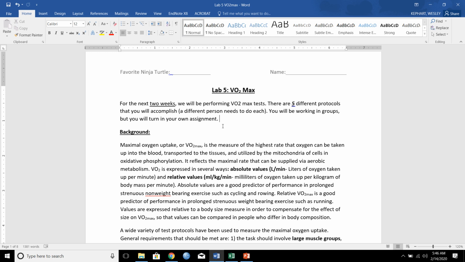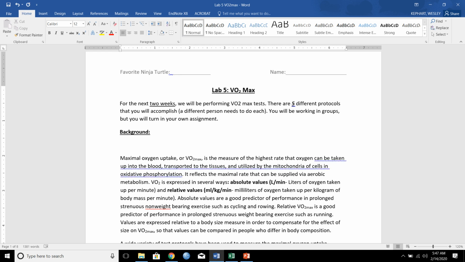So a couple of things to start talking about. What even is VO2 max? If you read right here, maximal oxygen consumption, or VO2 max, is the measure of the highest rate that oxygen can be taken up into the blood, transported to the tissues, and utilized by the mitochondria in order to make ATP, specifically within the skeletal muscle. Now, a big thing I want you to know is I always hate it whenever it does that passive voice stuff. What VO2 max is.